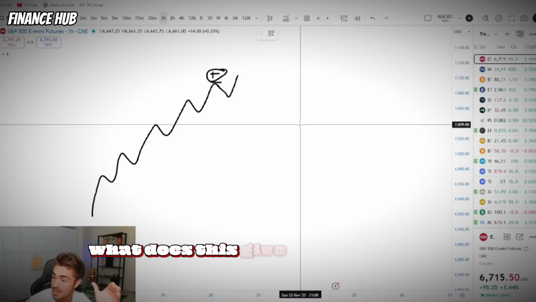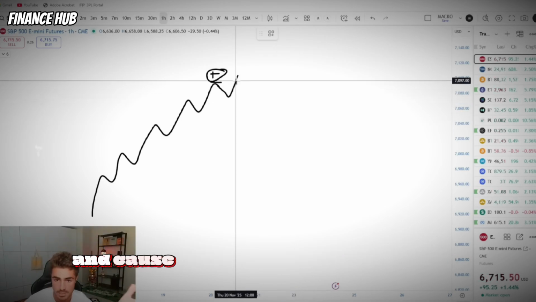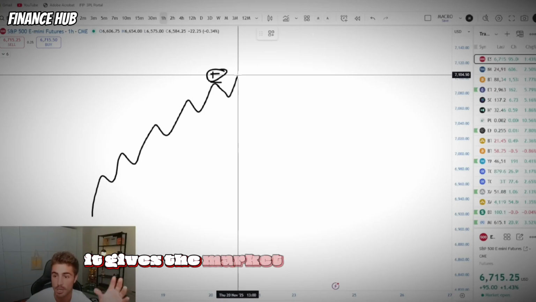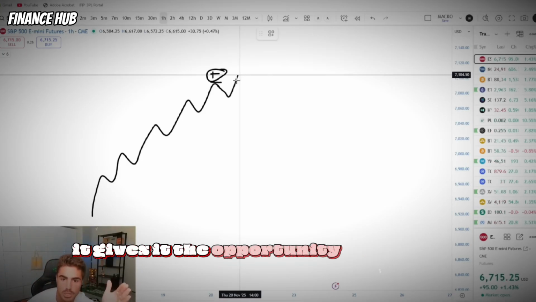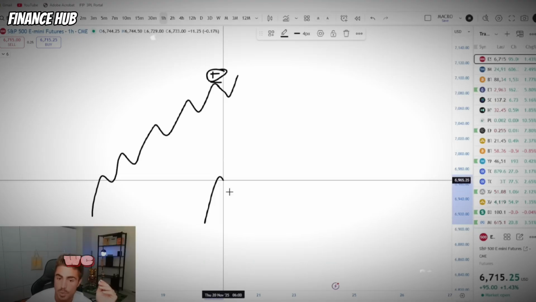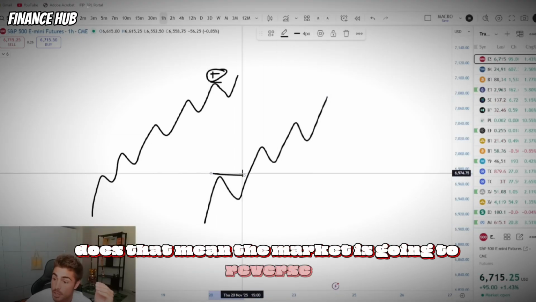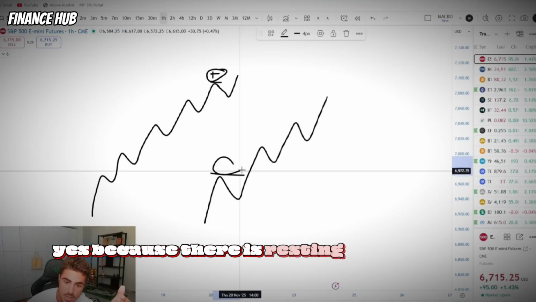Now, what does this give the market the opportunity to do when it's ready to change directions and cause a big reversal in the market? When we push above a high, it gives the market the opportunity. This is the key word. It gives it the opportunity, because we know in uptrends, we move in higher highs and higher lows. So every time we push above a high, does that mean the market is going to reverse? No. Does it have the opportunity to reverse? Yes, because there's resting orders above these highs.